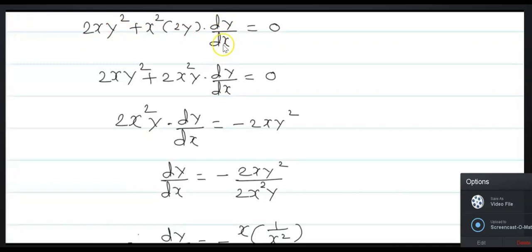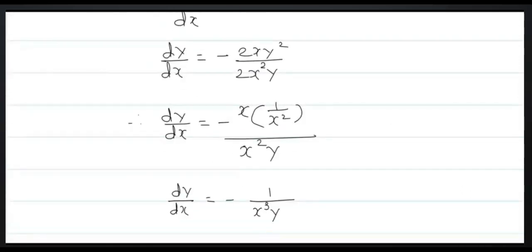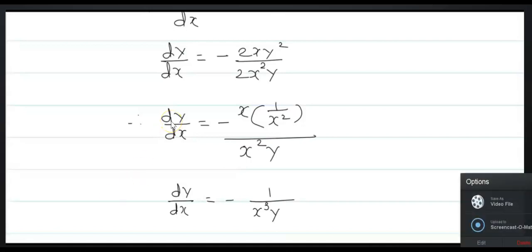Now these 2 get cancelled. Here is xy and xy. Take the term, that is 2x square y into dy by dx is equal to minus 2x y square. Therefore dy by dx is equal to minus 2x y square upon 2x square y. And that's why you will get again, dy by dx is equal to, this 2 gets cancelled, minus x into 1 upon x square and x square y.